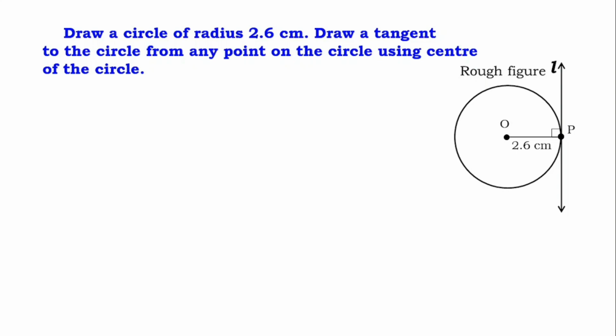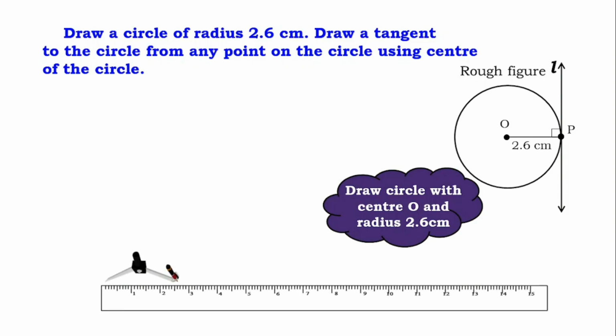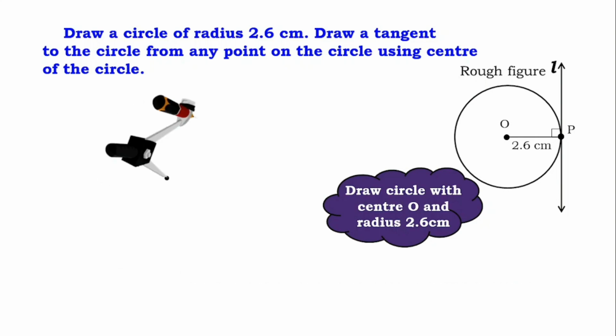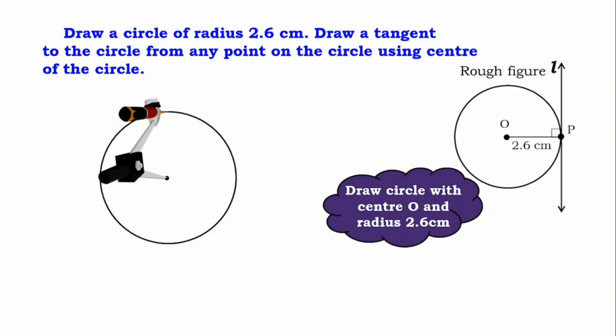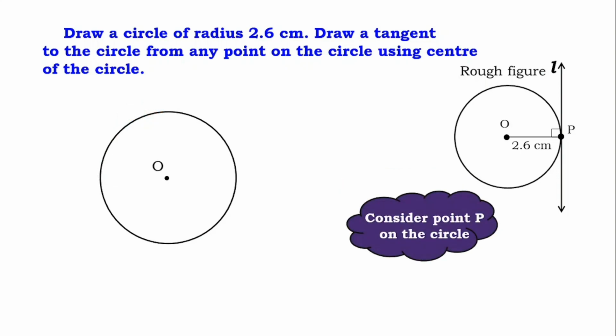Now let us see the fair figure. Draw a circle with center O and radius 2.6 cm. So scale, compass 2.6 cm. I'll draw a circle. So this is a circle with center O. Now see what happens. Consider point P on the circle. So I'll consider a point P on the circle.